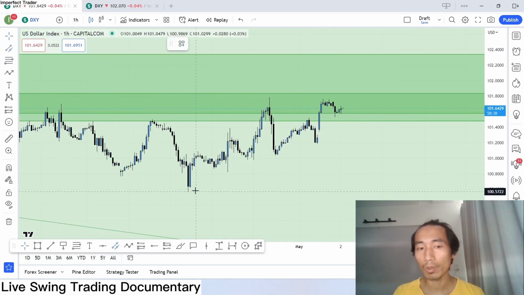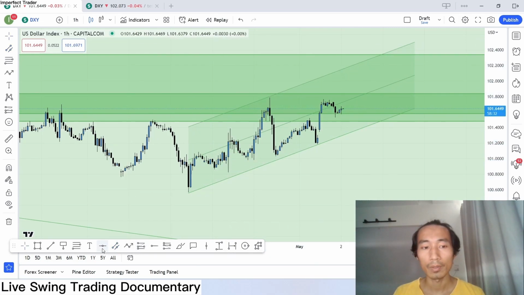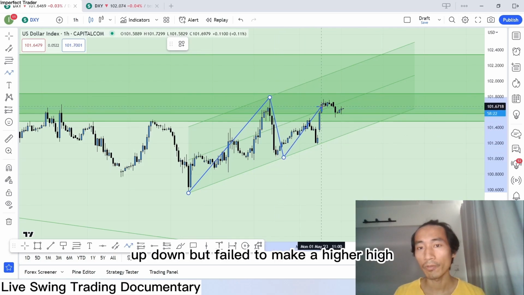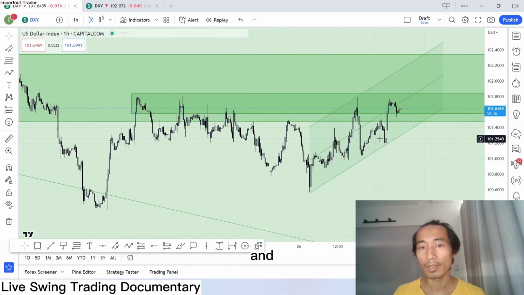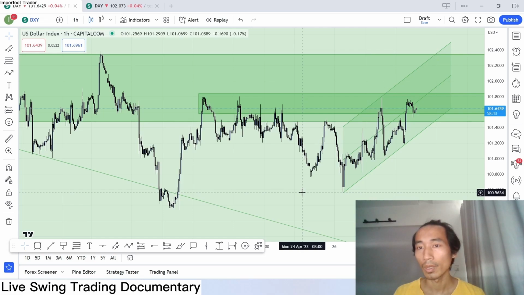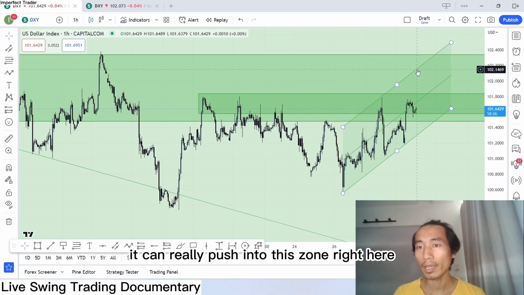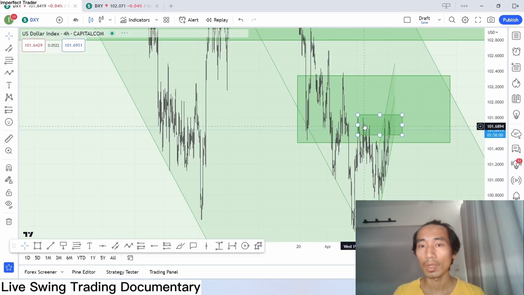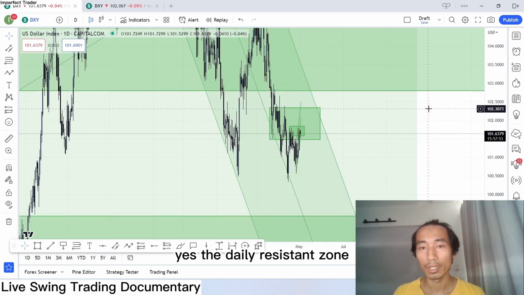Let's go to the 1 hour chart. What do we see? We see an obvious trend line right here, and price goes up, down, but failed to make a higher high, and now it's consolidating around it. On the 1 hour perspective, if anything, it can really push into this zone right here, but it's still within the 4 hour. Oh, not the 4 hour, the daily resistance zone.